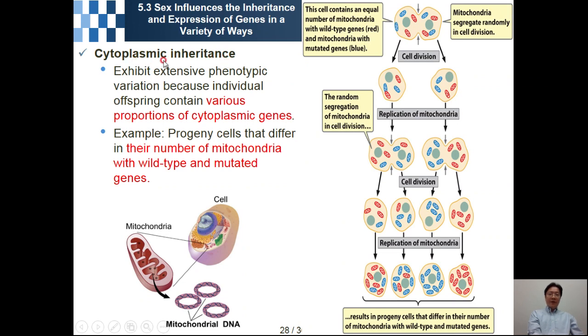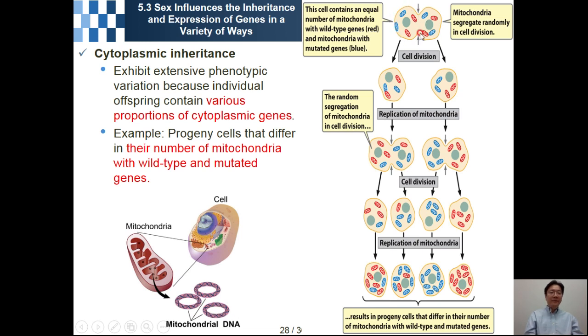For example, cytoplasmic inheritance. In Korean, we call it 세포질 유전. For example, mitochondria, our cell has the nucleus. In nucleus, we have the chromosome. Human, we have the chromosome from 1 to chromosome 22, and male has XY and female has XX. But in the cell, the mitochondria also has their own genome. We call it mitochondrial DNA.